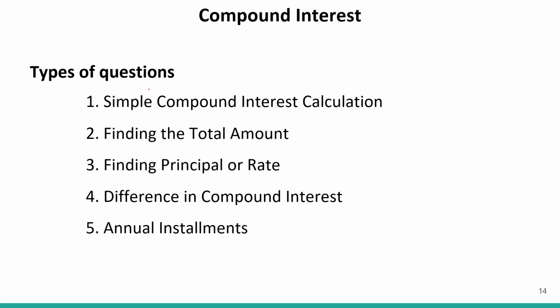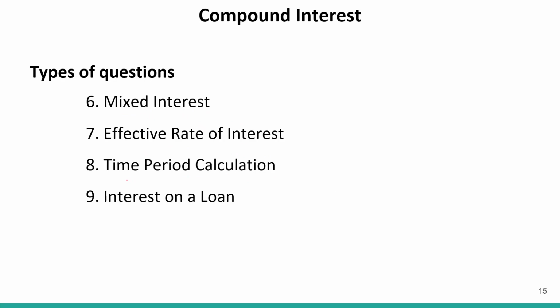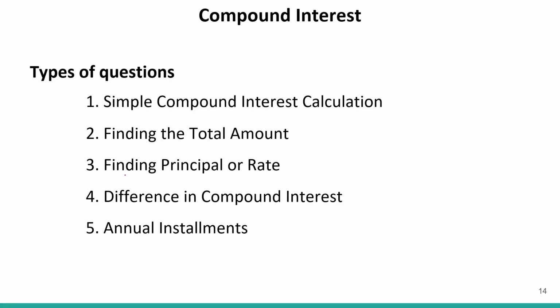So let's see the types of questions. In this topic, there are usually 9 kinds of questions that come in different competitive exams. The first kind is simple compound interest calculation. The second kind is finding the total amount, using that formula or any other concept needed to evaluate it. Then finding principal or rate, that is the rate of interest or principal amount.